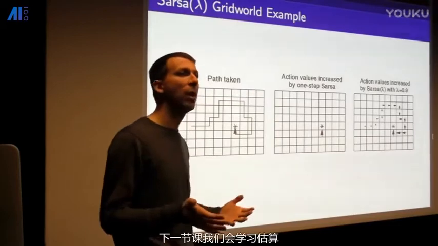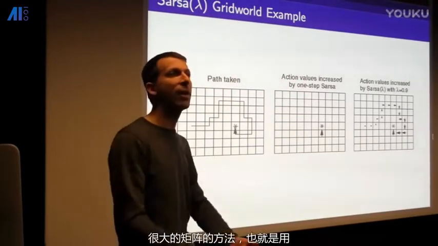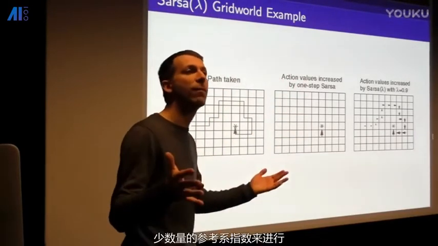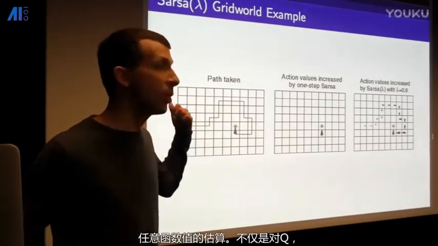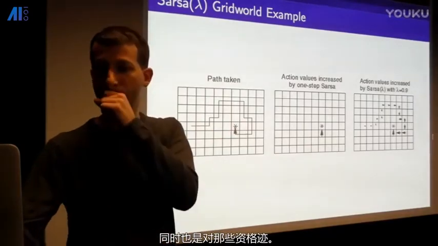In the next class, we're going to look at ways to approximate that potentially very large matrix by an arbitrary function approximator with a smaller number of parameters for both Q and also for eligibility traces.